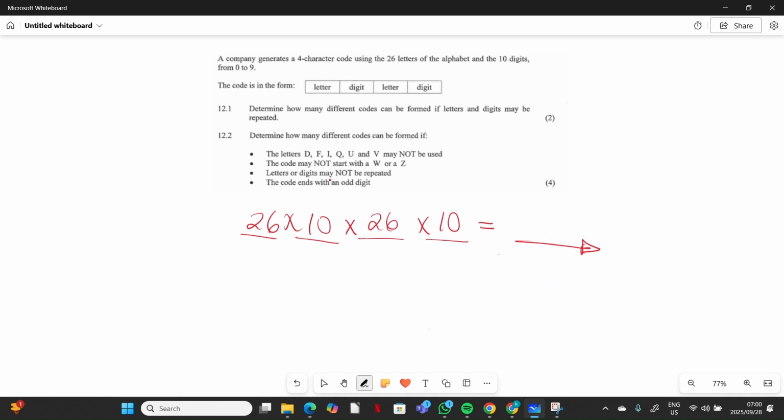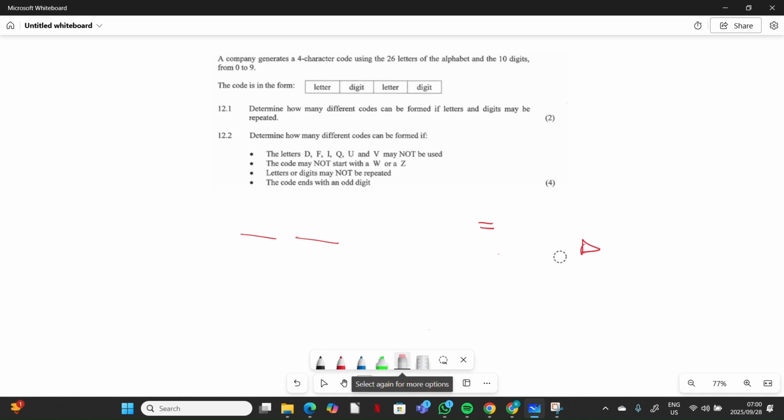Okay. Now, I want us to look at the second one per se. That is the one that caught my eye. It says: determine how many different codes can be formed if the letters D, F, I, Q, U, V may not be used. The code may not start with a W or a Z. Letters or digits may not be repeated. The code must end with an odd digit. So I'm just going to erase this one. Then I want us to focus on this one now.